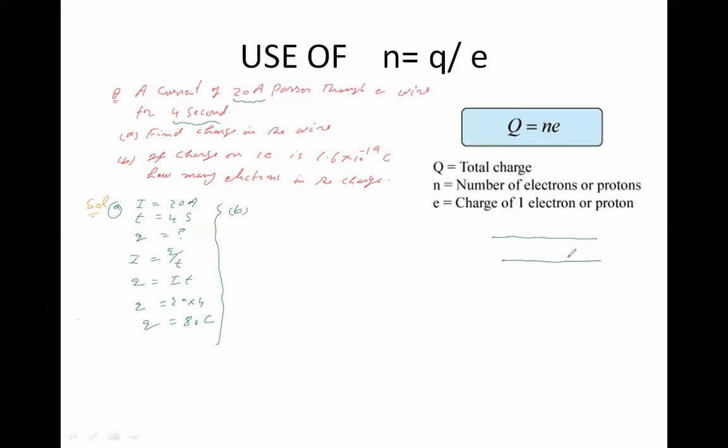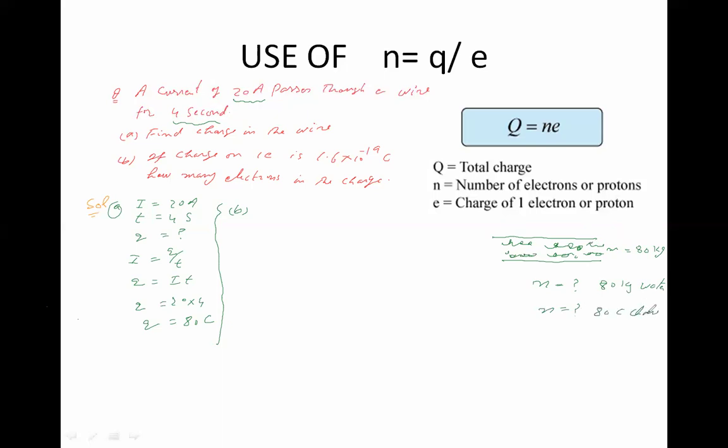Let's say it's a pipe and water is flowing in it. Let's say the mass of the water flowing is 80 kg. And you know that water contains molecules. How many molecules are there in 80 kg of water? The same in electricity: how many electrons are there in 80 coulomb charge?